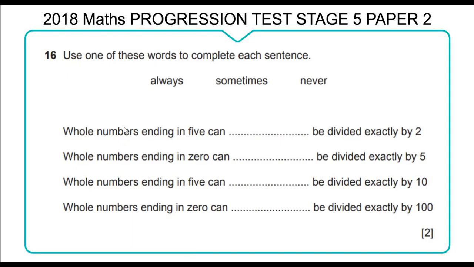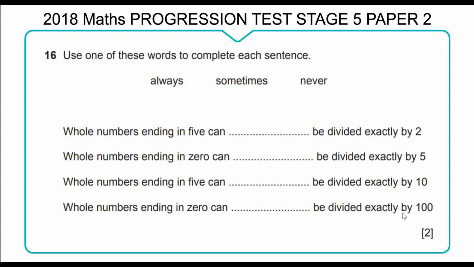Let's move. Question 16. Use one of these words to complete each sentence. Always, sometimes, never. Whole numbers ending in 5 can blank be divided exactly by 2. Whole numbers ending in 0 can blank be divided exactly by 5. Whole numbers ending in 5 can blank be divided exactly by 10. Whole numbers ending in 0 can blank be divided exactly by 100.